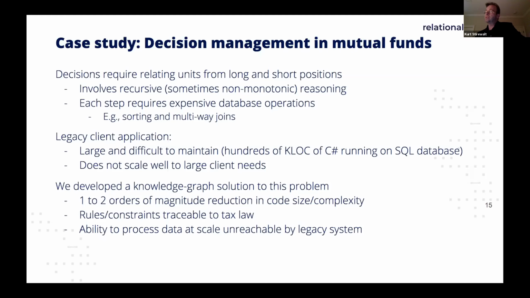What's also interesting is that each step in this recursive reasoning tends to involve some pretty expensive operations. In this particular example, each step involves doing what we call multi-way joins, where you have to literally join data from a lot of different sources together to make a decision. You have to sort very large sets of data on each step in this reasoning, etc. So it's one of those problems that has a lot of inherent complexity and an awful lot of tricky corner cases that you have to deal with.